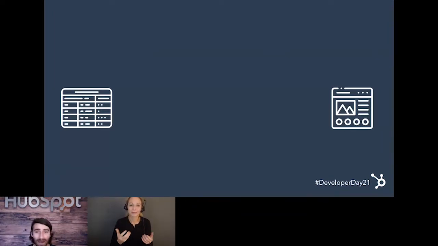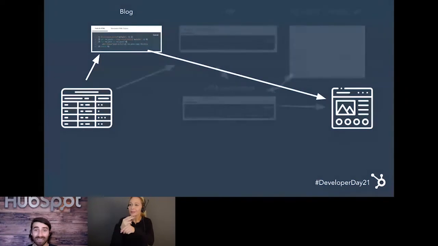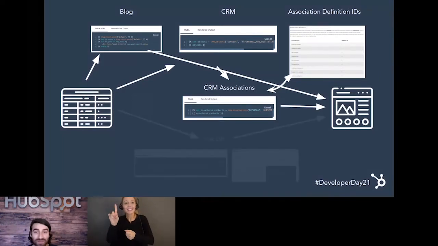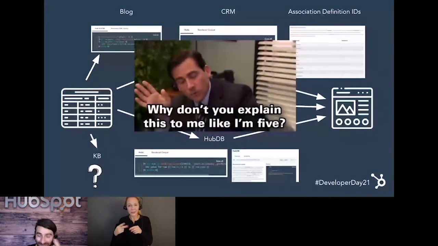First, you need to learn HubL. Then to get blog data, you need to use our blog HubL functions. To get CRM data, you need to learn the CRM objects HubL function, and then separately pass data into the CRM associations HubL function. But first, you need to hit some API to find out the association definition ID of your CRM objects. For HubDB, more functions, or you might even need to learn a whole other API. For knowledge base, well, I guess you can't really use your knowledge base data.